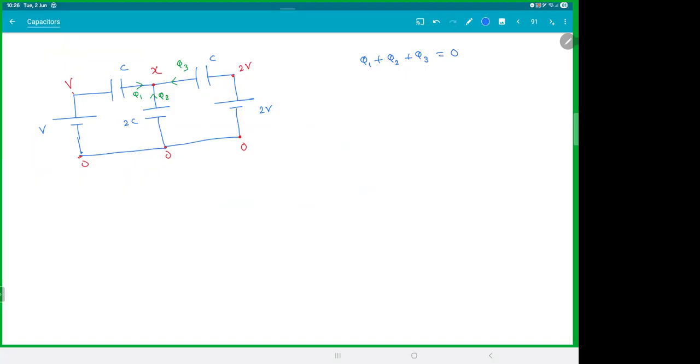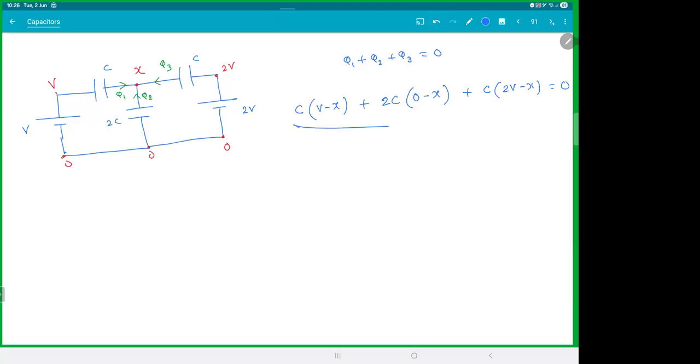Great. What is Q1? It is coming from V to X. So it will be capacitance into the potential difference, C into V minus X. What is Q2? It is coming from 0 to X. So I'm assuming 0 is greater than X. Signs will take care of it. What is the capacitance? 2C into 0 minus X. What is Q3? It is coming from 2V to X. So that is C into 2V minus X, is equal to 0.